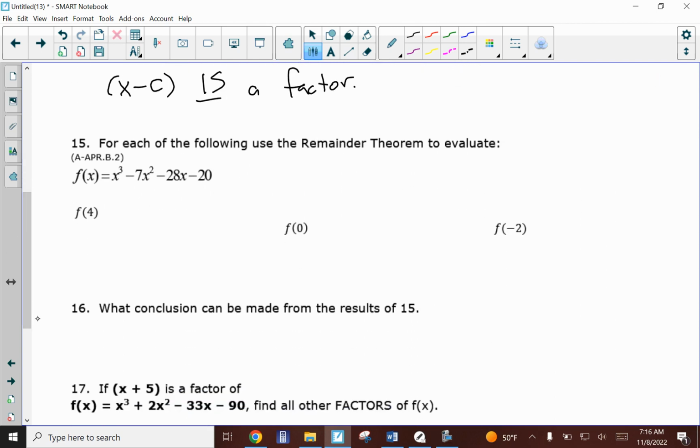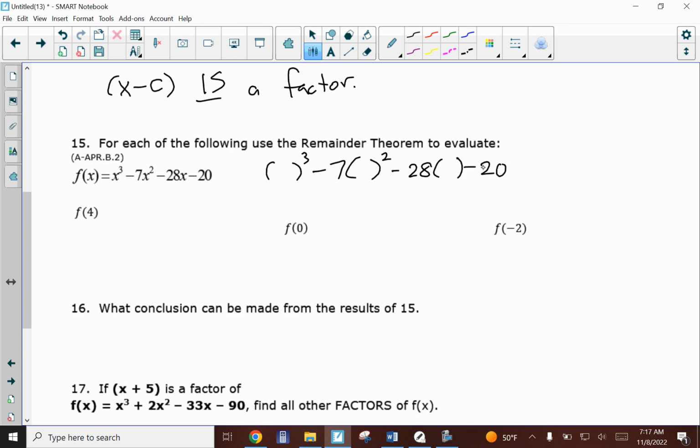Okay, the next question says, for each of the following, use the remainder theorem to evaluate. So we have to basically plug it in. If it gives us a number, that number is going to be the remainder. If it gives us a 0, then it's going to be a factor. So in the calculator, we're going to want to do this. We're going to take all of the x's out and use parentheses in their place, and then minus 20.